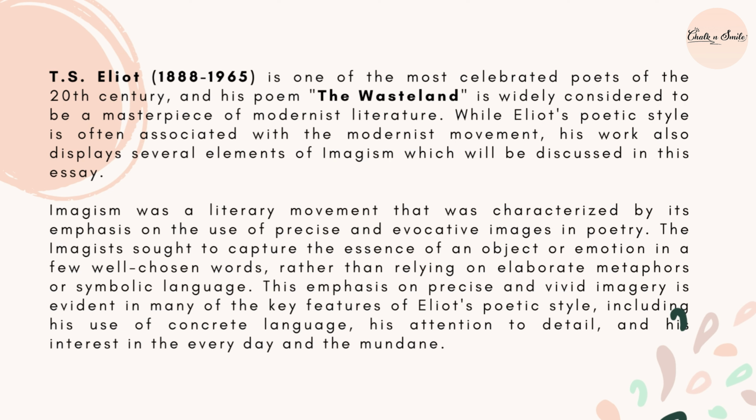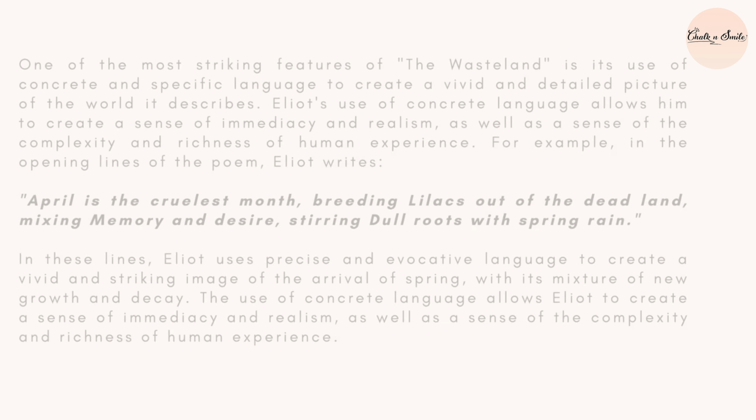Imagism was a literary movement that was characterized by its emphasis on the use of precise and evocative images in poetry. The imagists sought to capture the essence of an object or emotion in a few well-chosen words rather than relying on elaborate metaphors or symbolic language. This emphasis on precise and vivid imagery is very evident in many of the key features of Eliot's poetic style, including his use of concrete language, his attention to detail, and his interest in the everyday and the mundane.